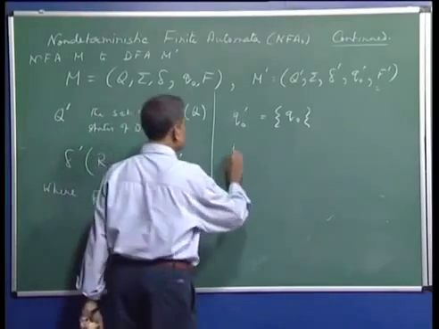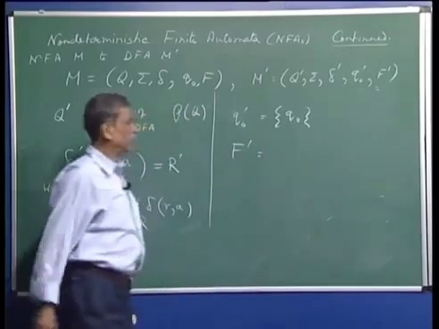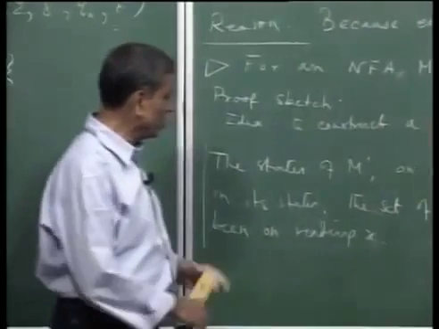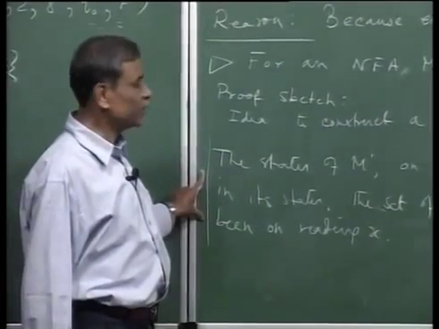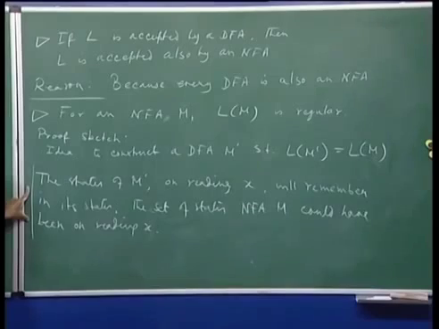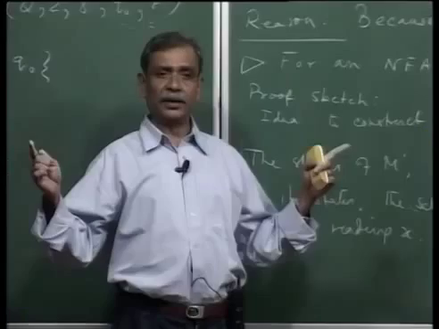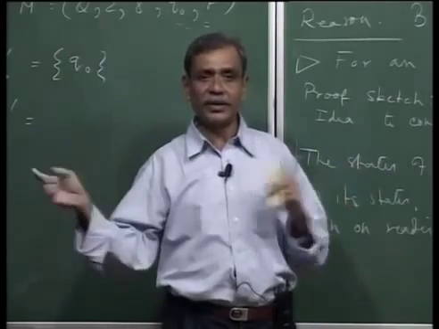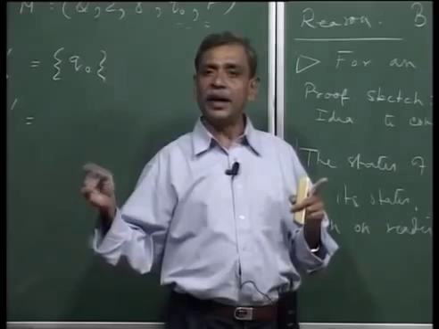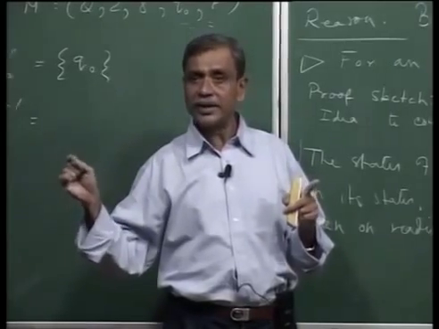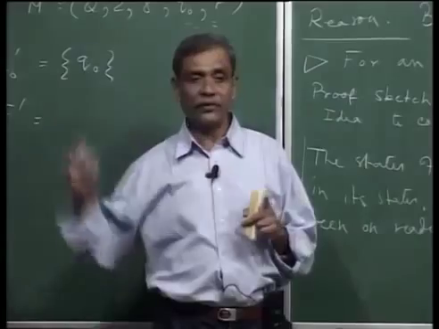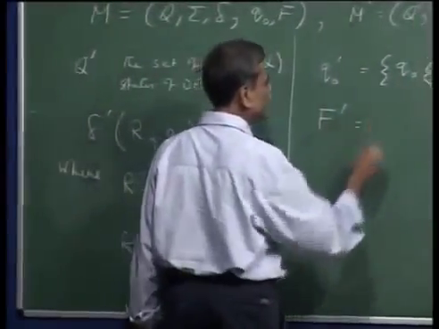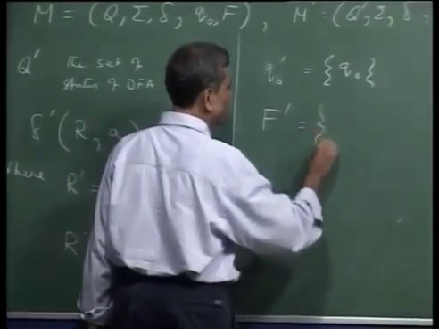And what should be F dash? When will the DFA know the string would have been accepted by the NFA? If it finds that the NFA can be in one of the states on reading this string X, and one of these states is a final state of the NFA, then the string would have been accepted. So we can define F dash this way: the set of all R.